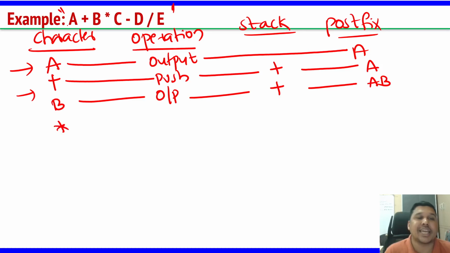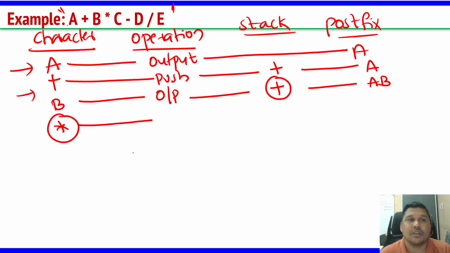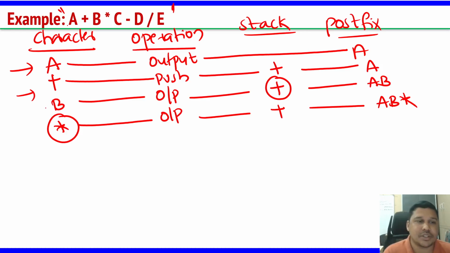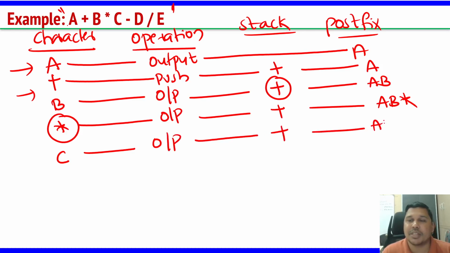Whenever multiplication came, now you see, you compare the stack top and the star. Which is having more priority? Star is having more priority. So you just push it, and plus remains here, and the output stays AB. Next came my operand C. Simply you have to just output it. This becomes plus on the stack, and the output becomes ABC.